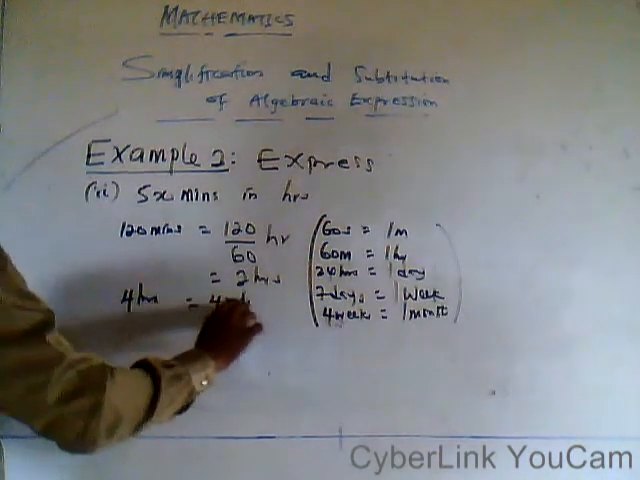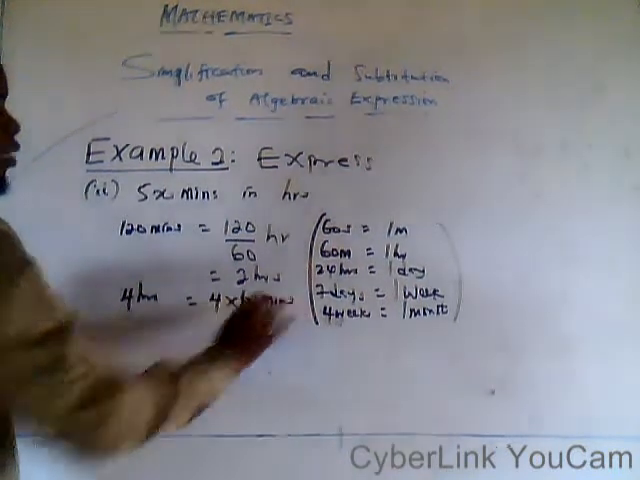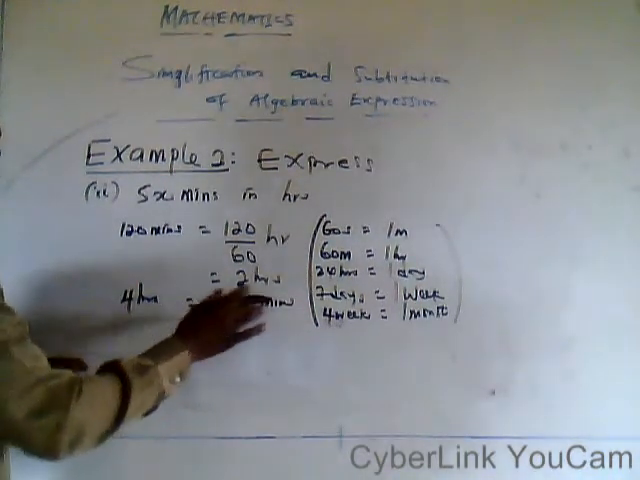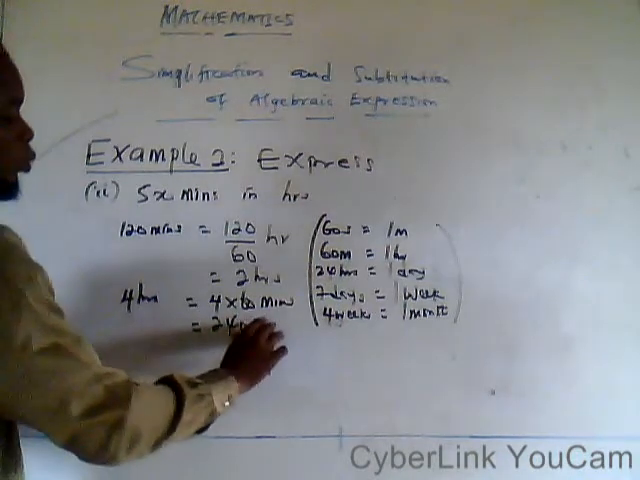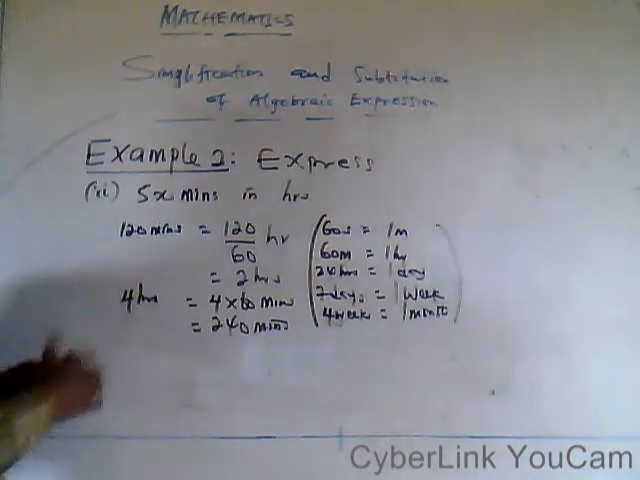4 multiplied by 60 minutes. So this one becomes what? 4 times 60 is what? That is 240. That is 240 minutes. Now let's come back to the question.